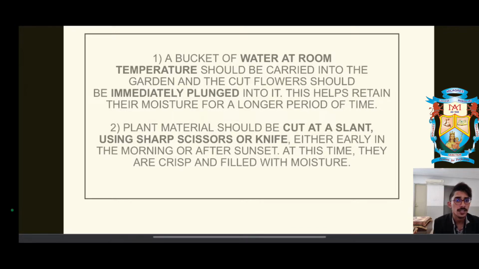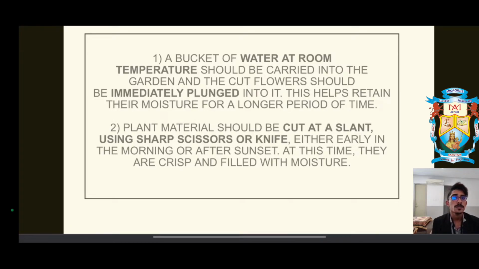So what is the first step in conditioning the plant materials? Whenever we are using a fresh plant that is freshly cut from the garden, we should always have a bucket with us, filled with room temperature water. If we have very cold or very warm or hot water, the plant may start to age very fast, or it may get shocked because of the sudden abrupt change in the temperature. That is why we should always have room temperature, the normal temperature at which the flower resides. Also, as soon as we cut the stem, we should directly plunge it into the water so that we can extend its life as well.